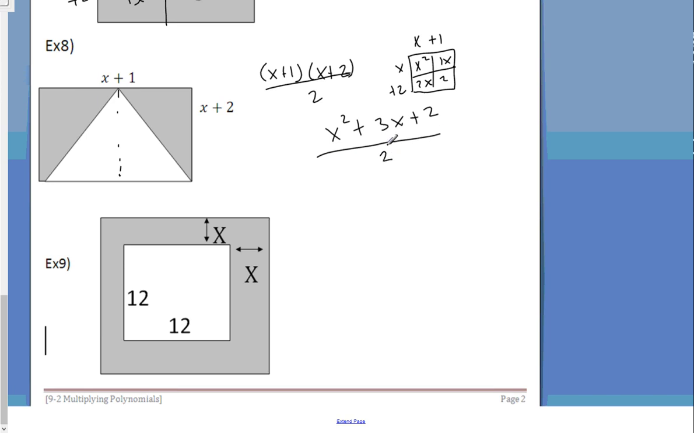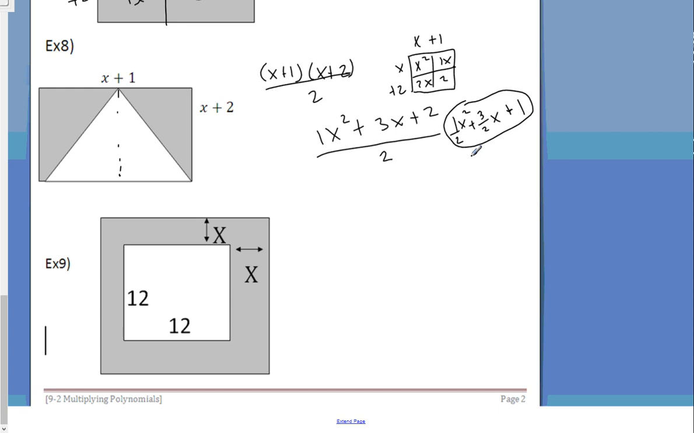divided by 2. Now there's a 1 there, so distribute that 2 to everything. And my final answer is 1 half x squared plus 3 halves x plus 1. Because 2 divided by 2 is 1. That's my answer.